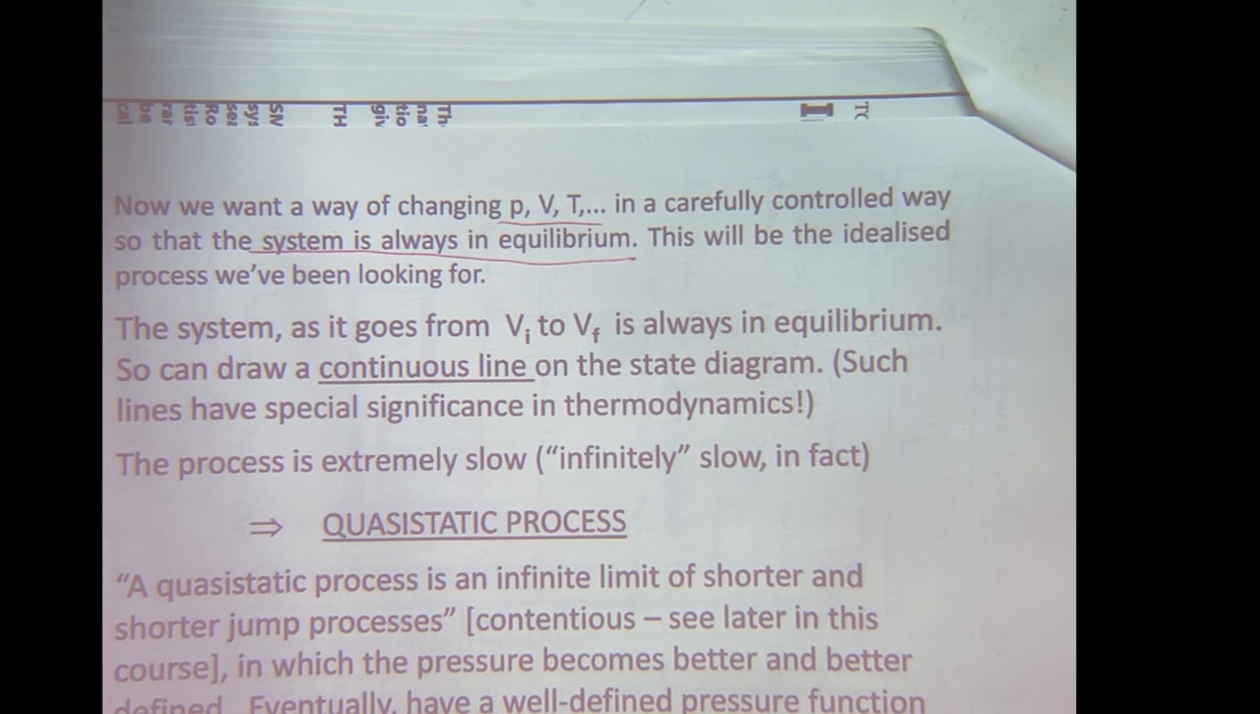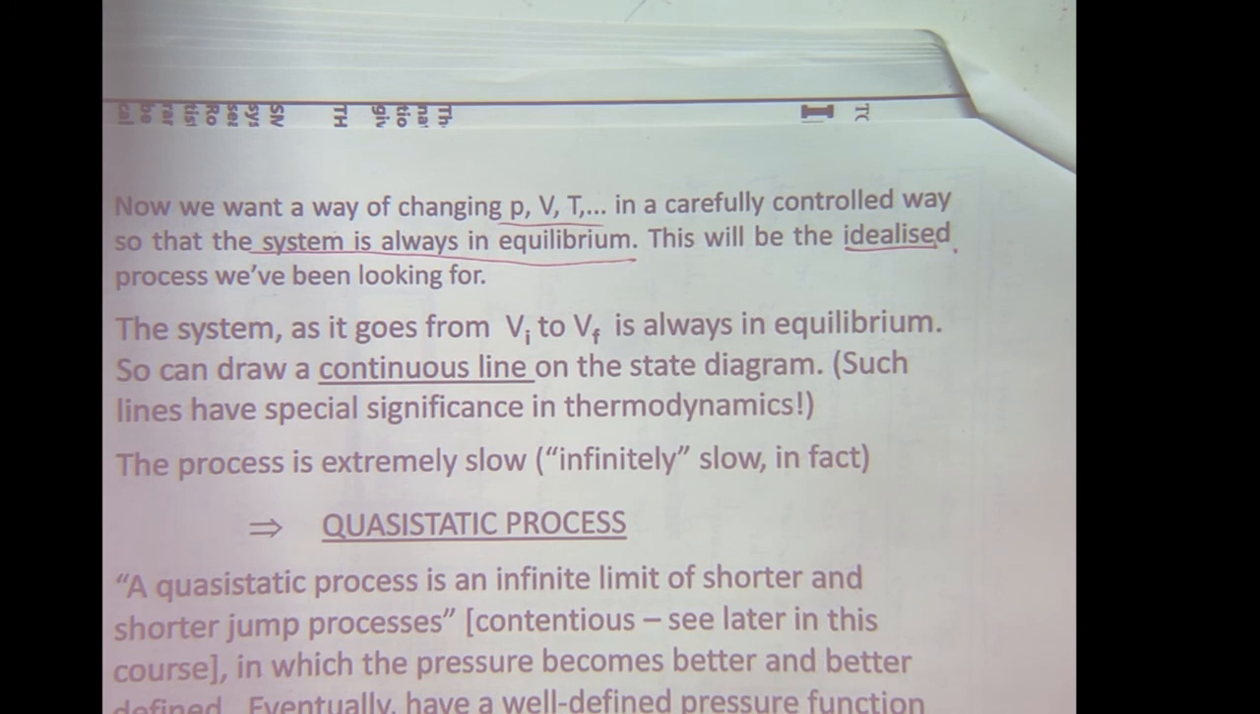This is an idealized process first talked about by Carnot in 1826, 1827. Nobody believed him, everybody ignored him until 1851, 1852. And he died when he was about 30 or something.